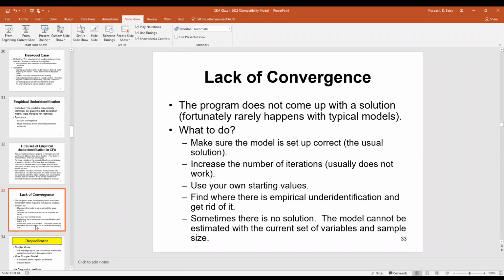I thought I saw a hand. Yeah, Hannah. Maybe I missed this, but when you say starting values, do you mean the things that we decide before the model, like fixed? No. Oh yeah, sorry.